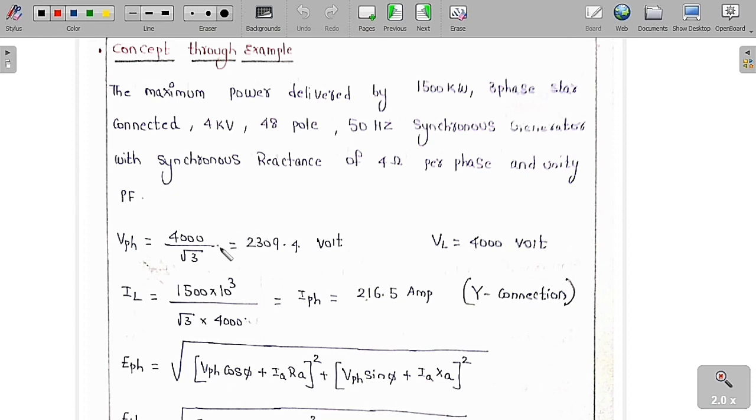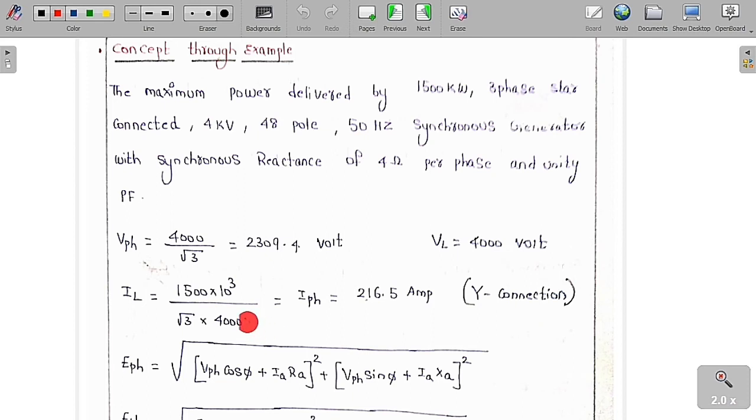See, always you have to convert the line voltage to phase voltage, which is phase voltage is equal to line voltage by root 3, which is simply 4000 by root 3, nothing but 2309.4 volt. The line voltage is equal to 4000 volt. And now I want to find the line current, because S is equal to root 3 into VL into IL. So therefore IL is equal to S by root 3 into VL, because always we have to assume the star connection if they have not given anything.